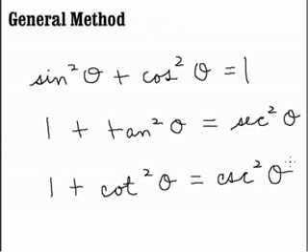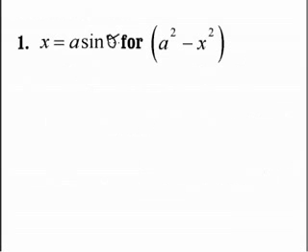The general methodology is to utilize the Pythagorean identities in order to integrate functions which are sums and differences of squares of numbers and variables. For example, we will use sine squared theta plus cosine squared theta equals 1, 1 plus tangent squared theta equals secant squared theta, and 1 plus cotangent squared theta equals cosecant squared theta.